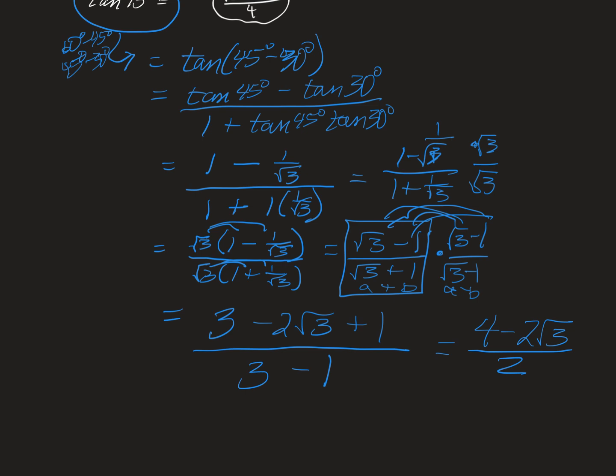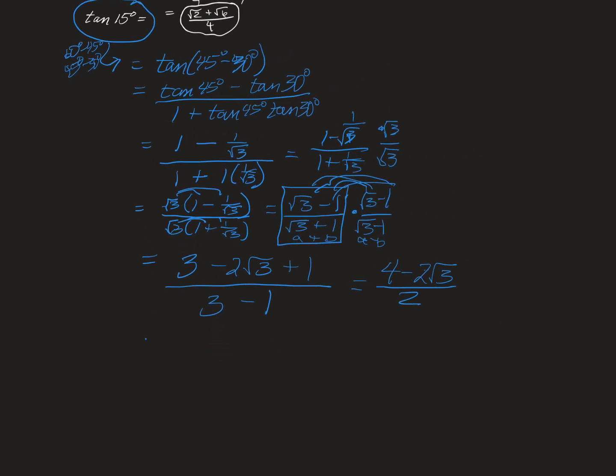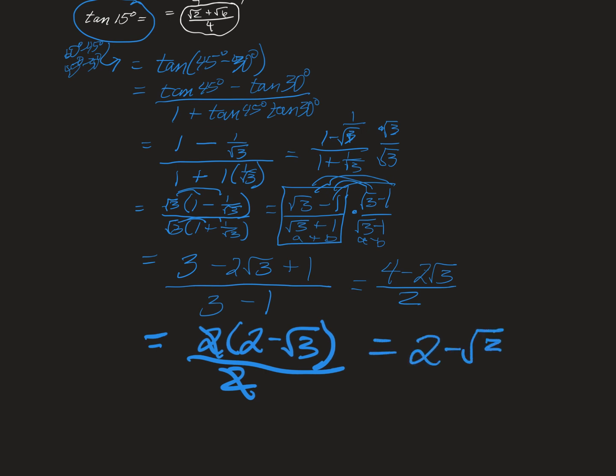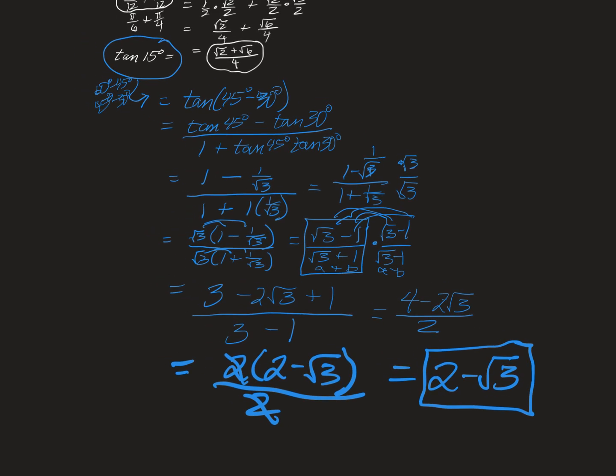Oh, and the 4 and the 2 are both even, so we can factor a 2 out. I've got just a little more to do here. So factor the 2, and you get 2 minus the square root of 3 over 2. The 2s cancel, and you end up with 2 minus the square root of 3. And so the tangent of 15 degrees is equal to 2 minus square root of 3.